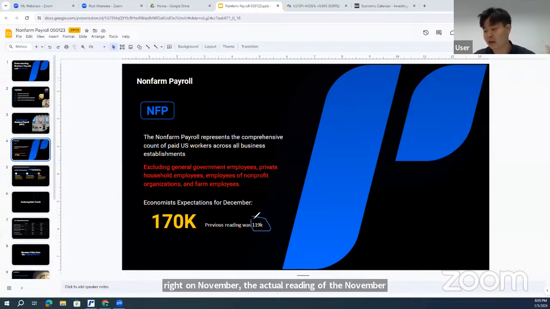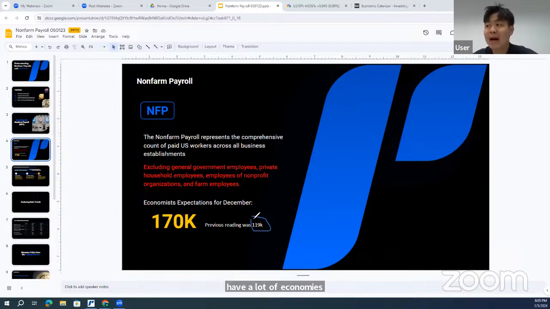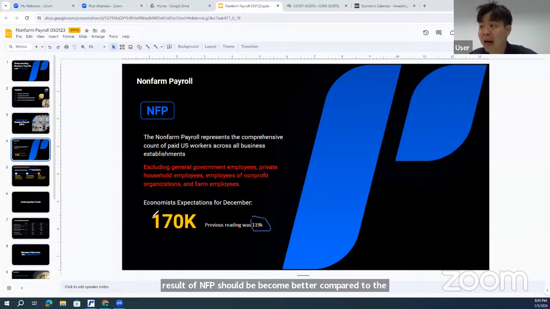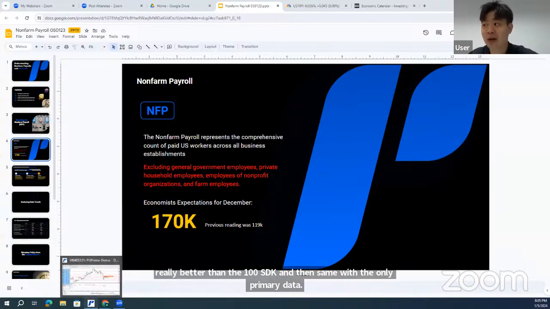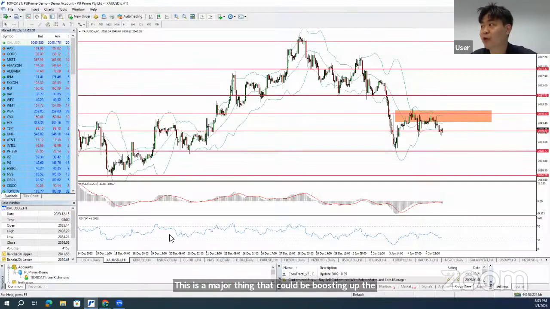And then recently, a lot of economists forecast that the NFP result should become better compared to the previous reading. They forecast NFP might reach around 170K, a significant improvement. So if the actual reading is really better than 170K, and the same with the unemployment rate data, this is a major thing that could boost the US dollar and reduce the appeal of gold.